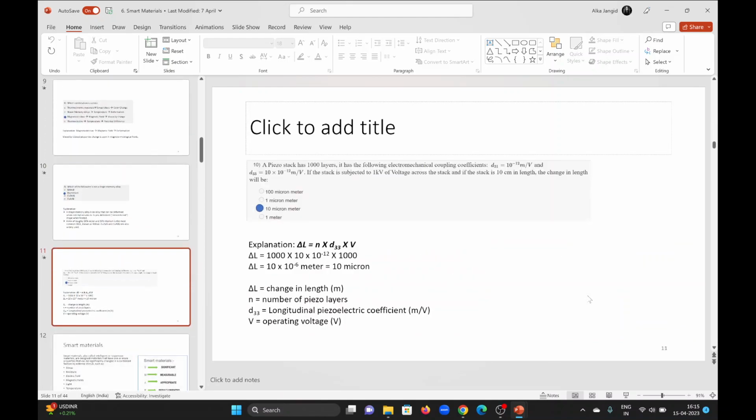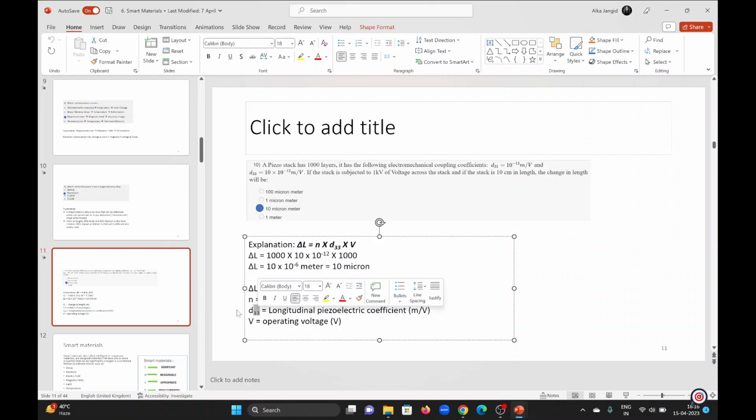Like in the other example also, here we have D33. One digit can correspond to one plane, another digit can correspond to a certain direction, like D31, D33. So that's what it is telling, like longitudinal piezoelectric constant is for D33.